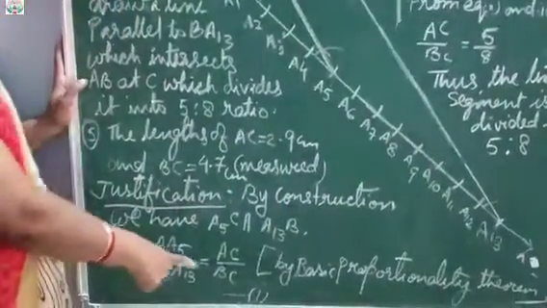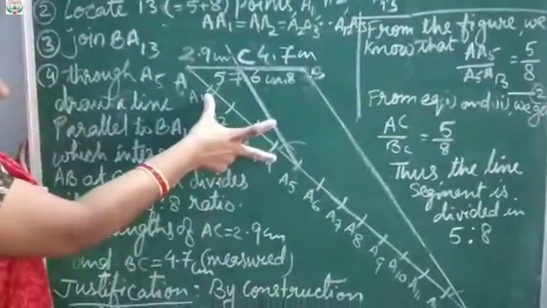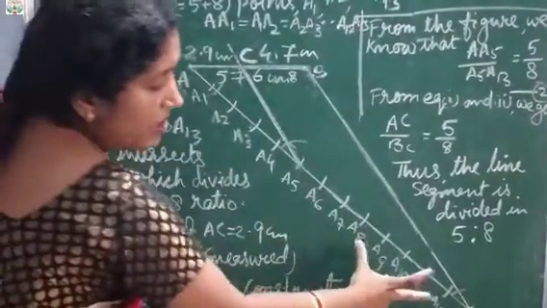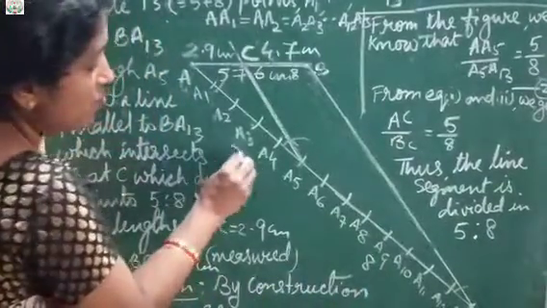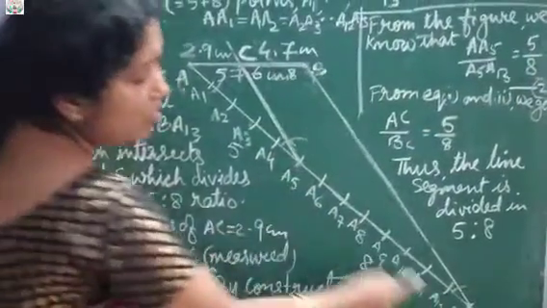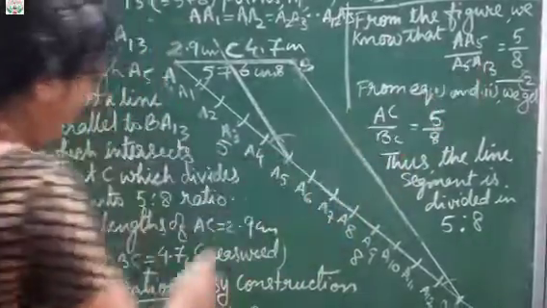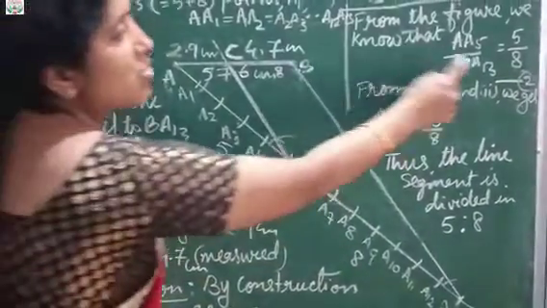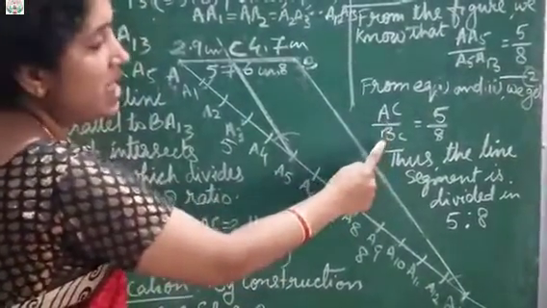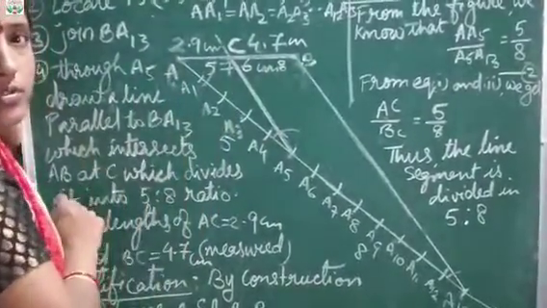Clear? So now by construction, what we have seen from the figure, we know that this AA5 is in the ratio which one? 5. And A5 to A13, what is the ratio? This is 8 ratio and this is 5 ratio. Is it not? A to A5 is 5 and A5 to A13 is 8. 8 equal divisions are there. Clear? And now this is marked as equation 1 and this is equation 2. So from equation 1 and 2, what did we get? AC upon BC, that means this upon this, equals the 5:8 ratio.